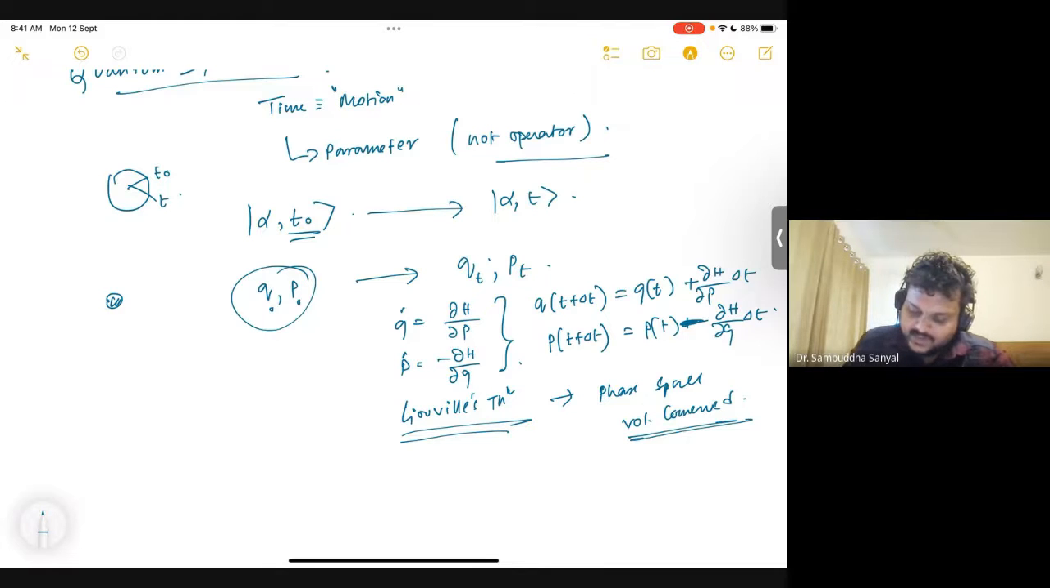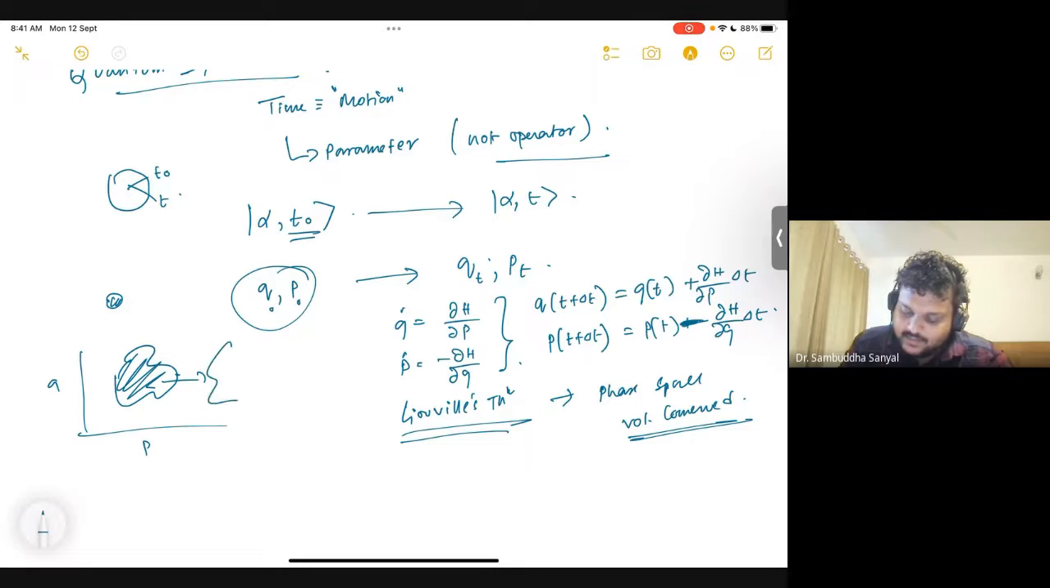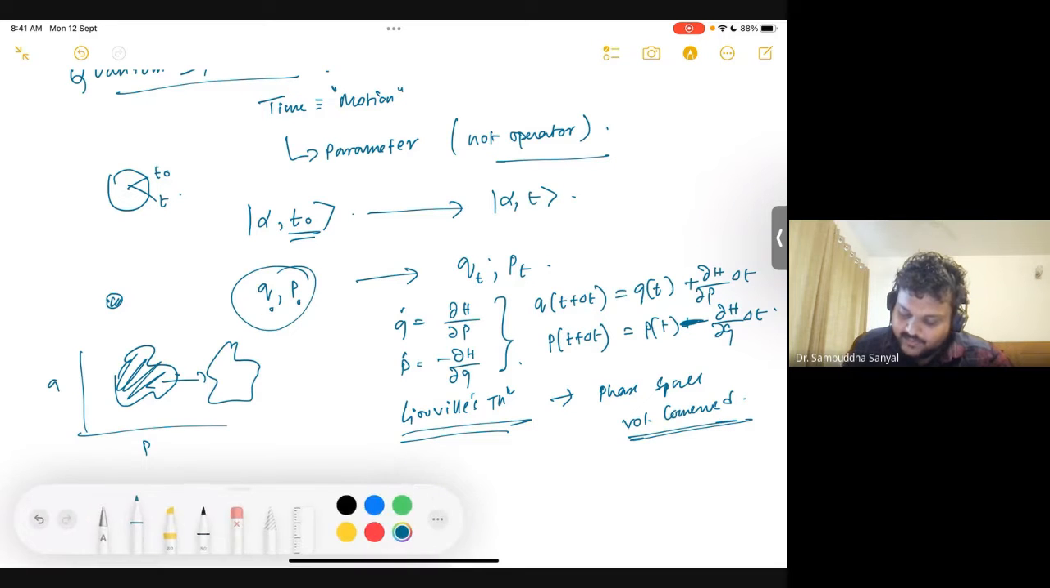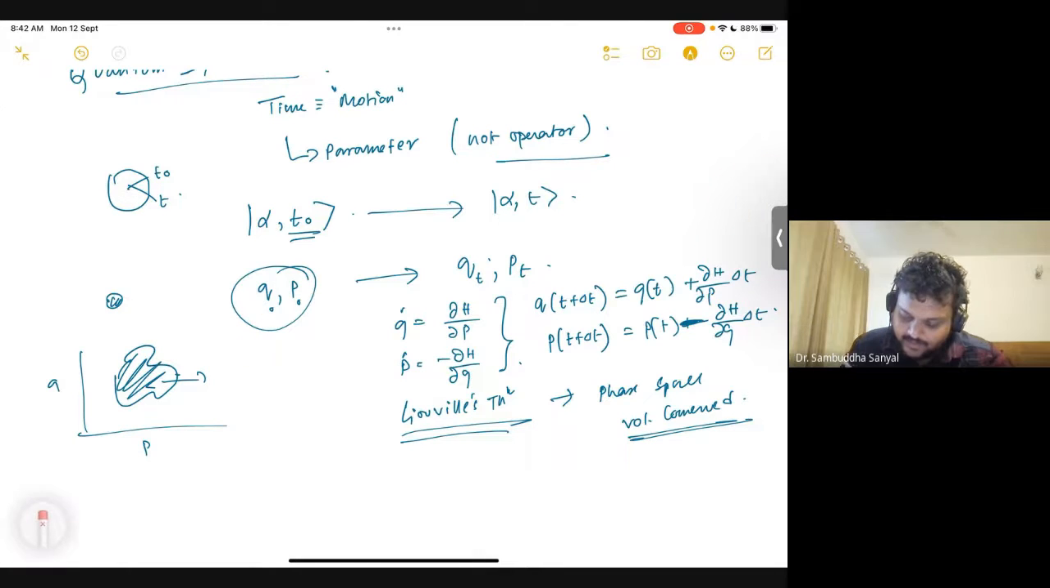So it means that if my particle occupies some volume in position and momentum, the dynamics will be such that after some time, if I draw it at another time, it might get deformed. This phase space might get deformed, but the volume will be conserved. So it can get, let's say, this, but the volume will be conserved. That was the main essence of classical dynamics.